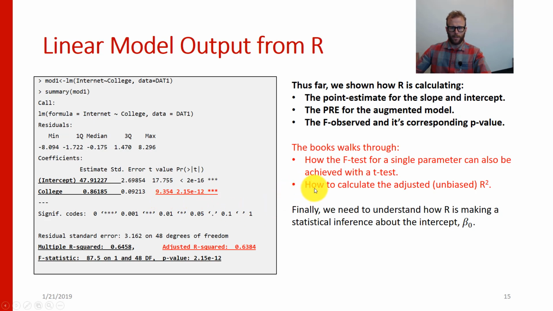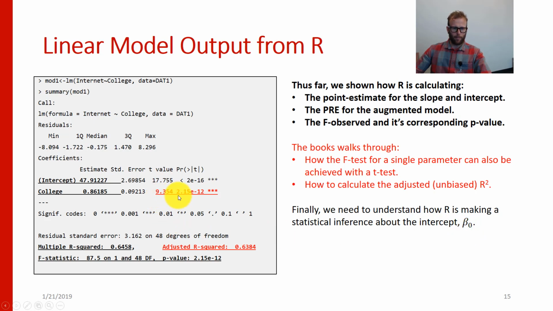And R also gives us the adjusted or the unbiased R squared, which is just a transformation of the multiple R squared to account for having some variation always being explained by chance. So we haven't worked through that, but it's a relatively easy adjustment that they show you how to make in the book. One thing we haven't talked about yet, though, is that we need to understand how R is making a statistical inference about the intercept beta 0.